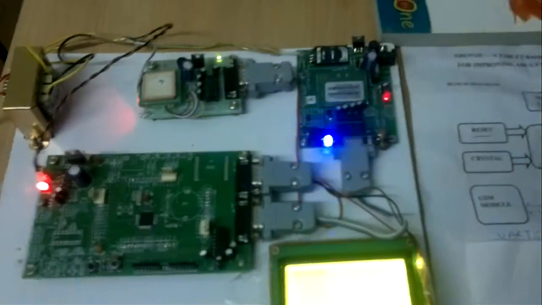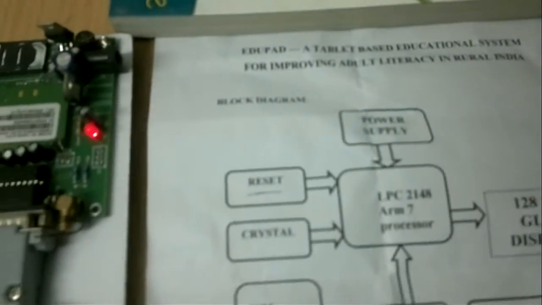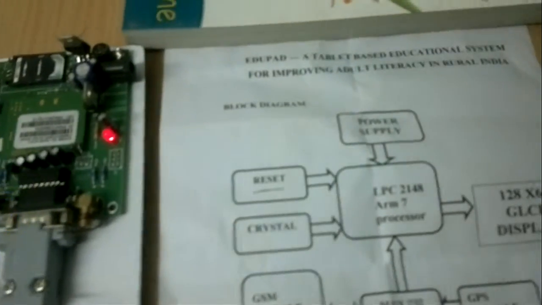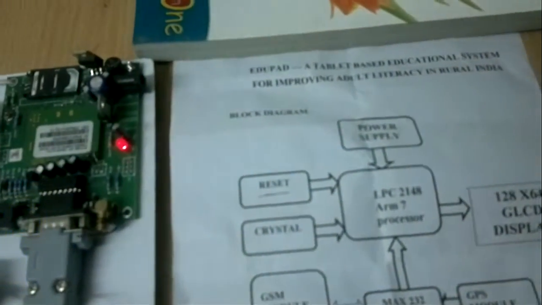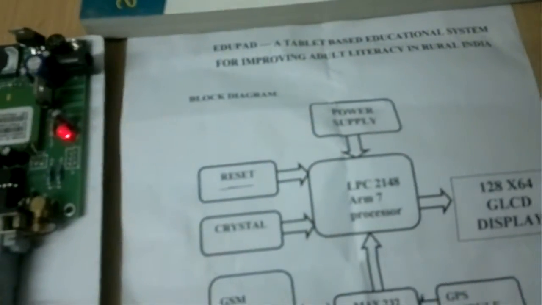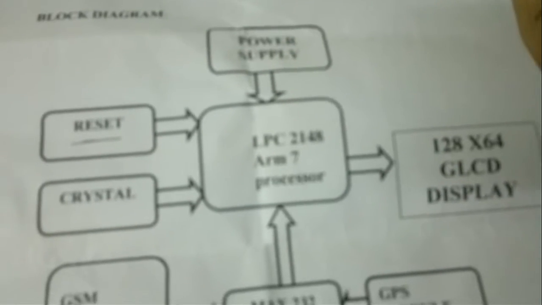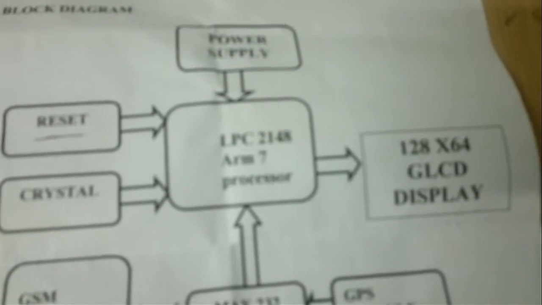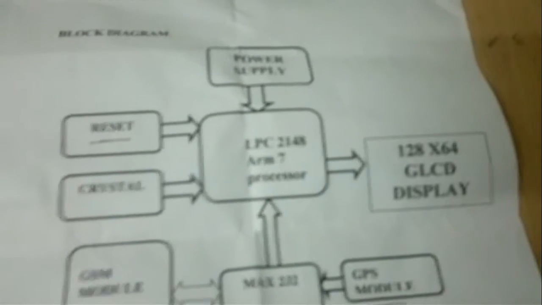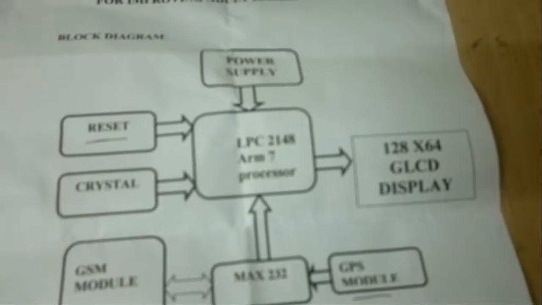The project title is Edupad, a tablet-based educational system for improving adult literacy in rural India. In this project, this is a students' learning pad, an educational learning pad. We used an ARM processor, a 32-bit processor, and a 128 by 64 graphical LCD display.